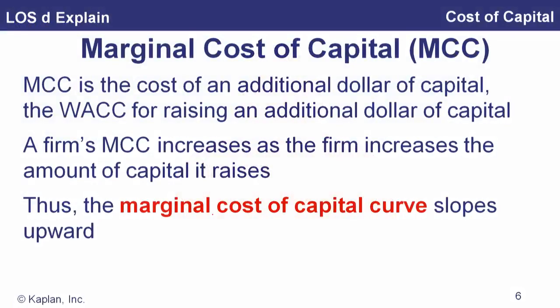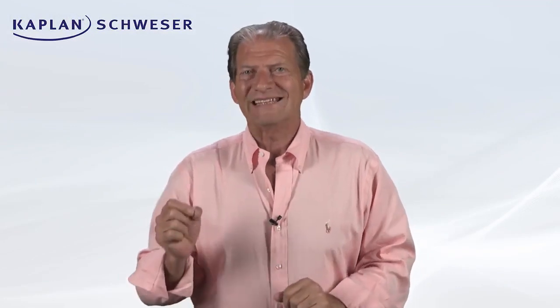Now, we have the weighted average cost, but we have this other term here, marginal cost of capital. Well, we know from our economics that when we say marginal cost, we're talking about the cost of an additional dollar. Here, an additional dollar of capital. So it's really the weighted average cost of raising an additional dollar of capital that we're going to refer to as our marginal cost of capital.